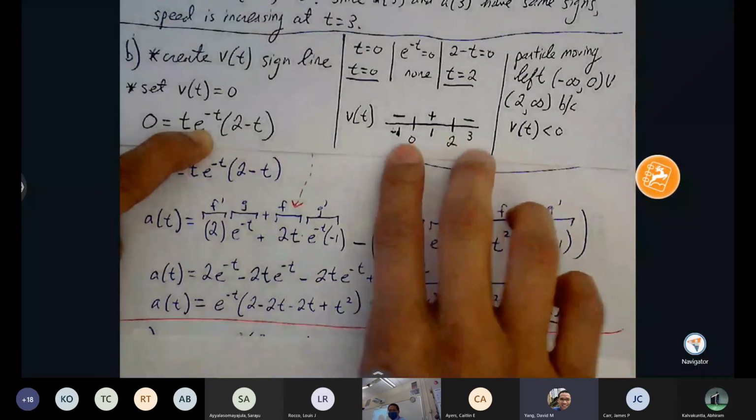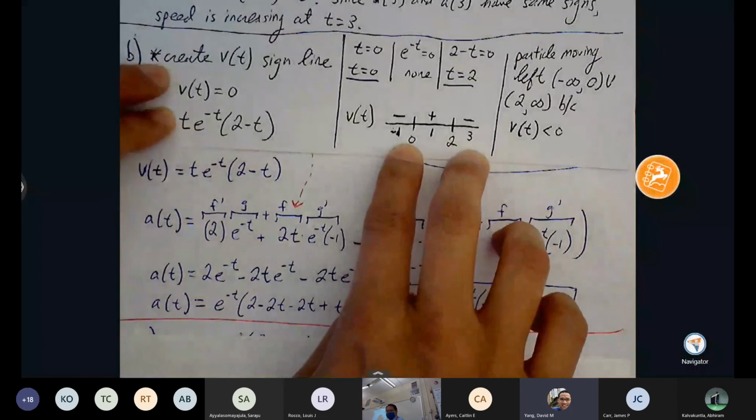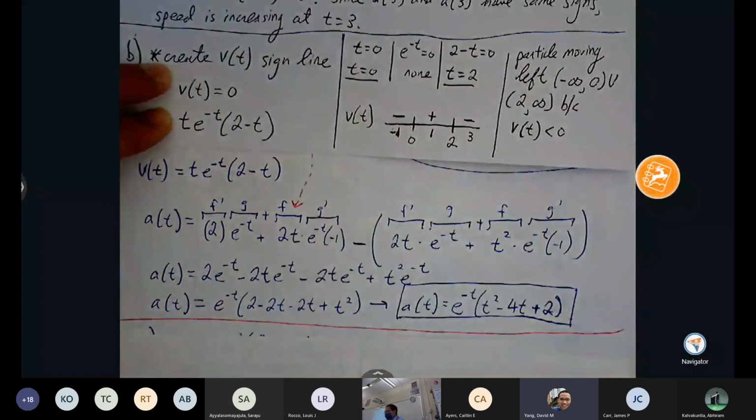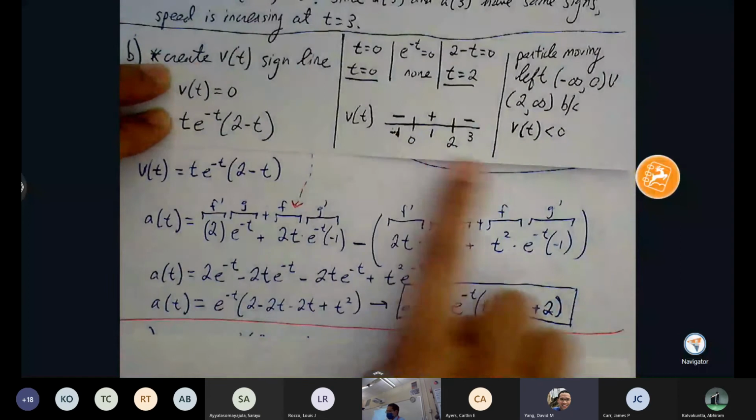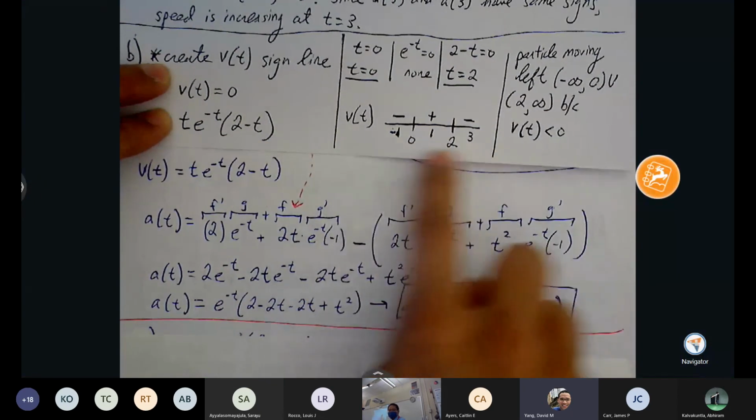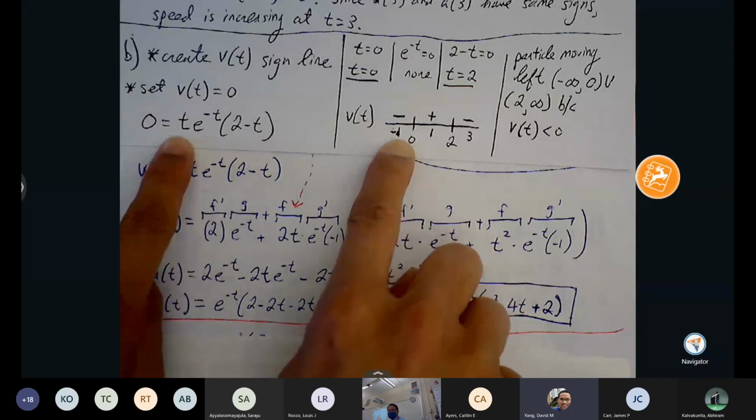Create my sign line. I know negatives are also values that I can include on my sign line, so I'm not going to have a starting point at 0. I'm also going to have points to the left of 0. So I'm going to choose 3 test points. I'll choose -1, I'll choose 1, and I'll choose 3. And each of them go into my velocity function.